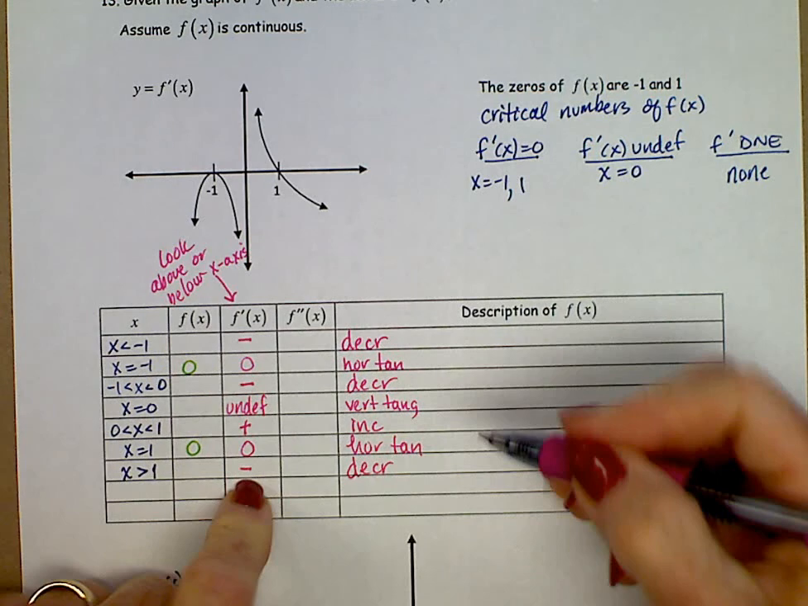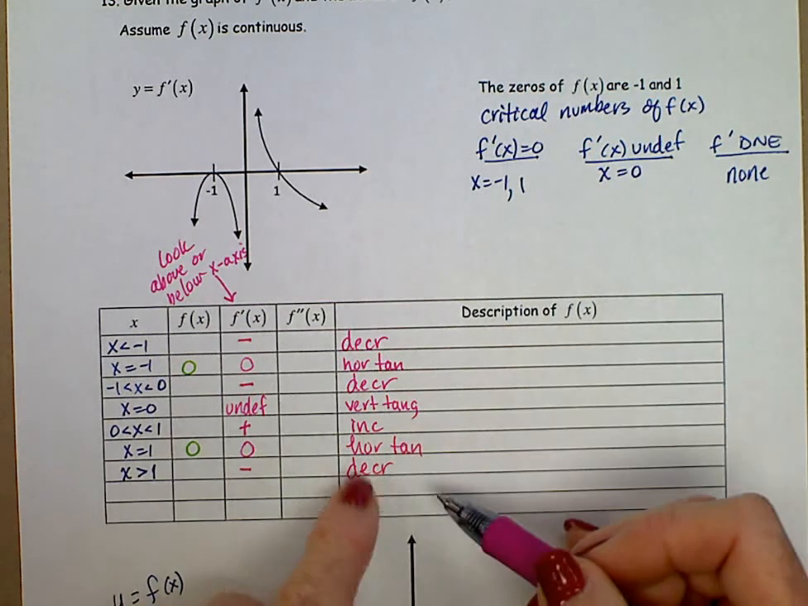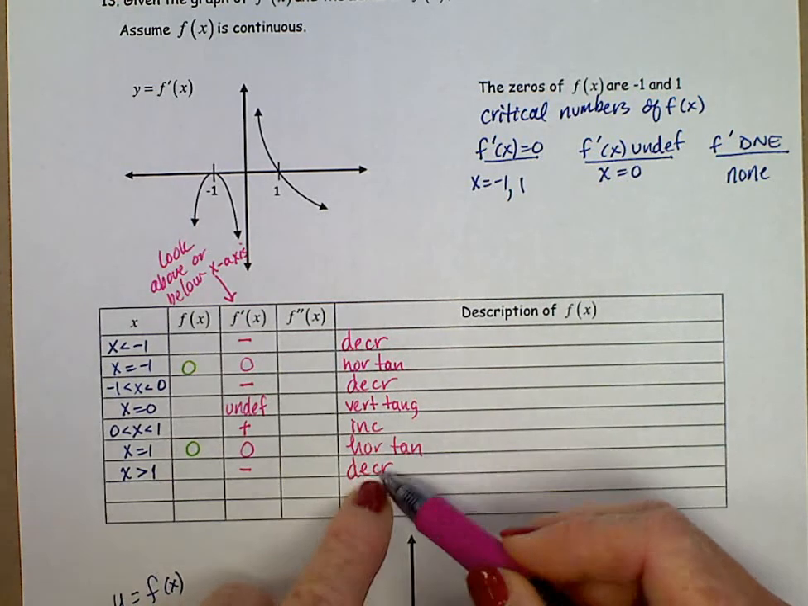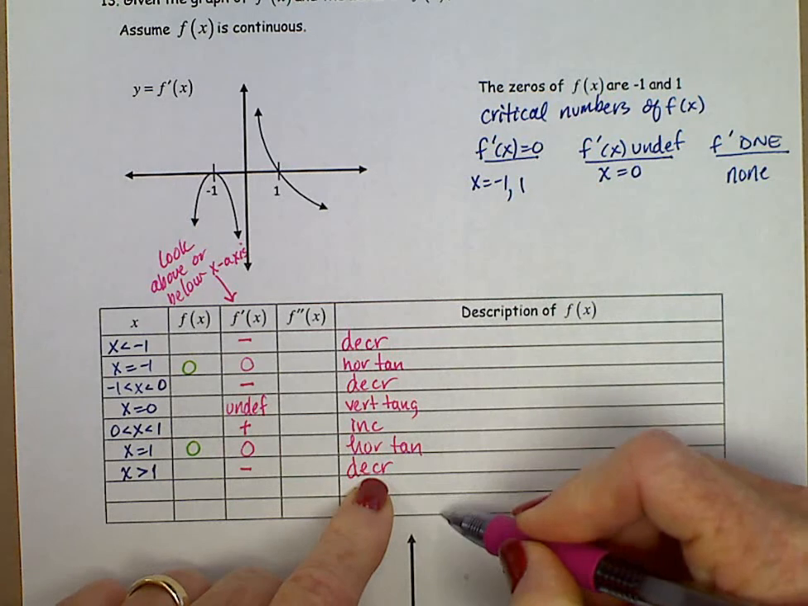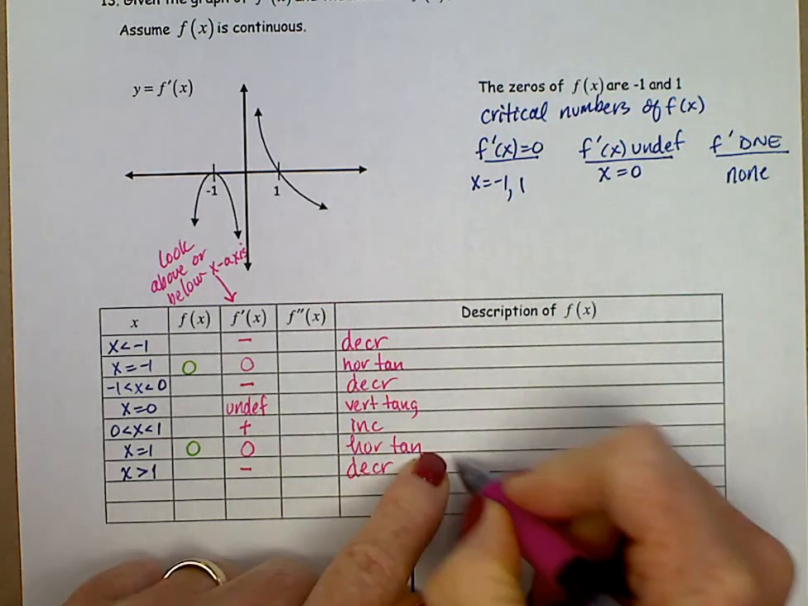We have some more information to fill in here, and it's probably easiest to start down here at the bottom. If f of x is changing from increasing to decreasing, there has to be a relative maximum in there.